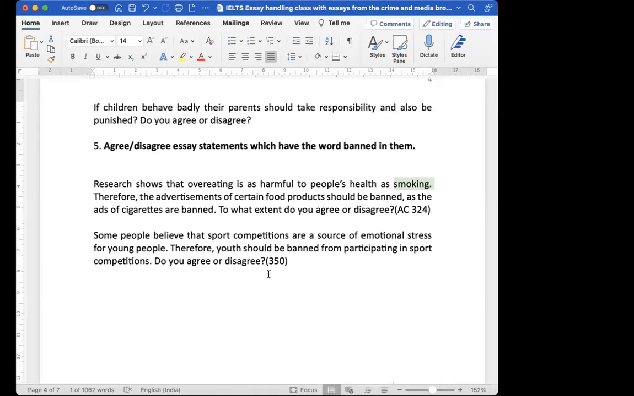It will be giving a concession, not using the words agree and disagree. One paragraph "while I agree," another "while I disagree." You cannot use those words. You will not get a good band score. If you are happy with 5.5 or 6, do that. Otherwise, listen to this class once again from the beginning. You'll understand what I say.